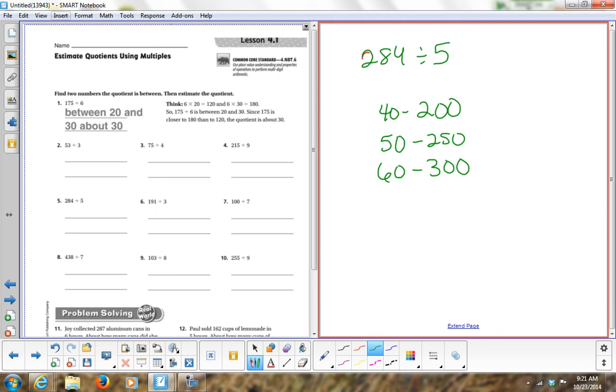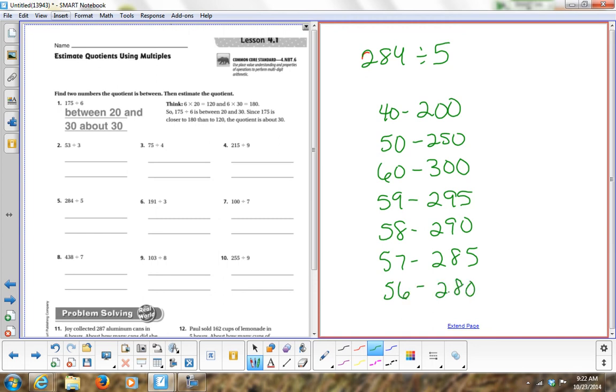Okay, we're subtracting. So 300 minus 5 is 295. Then 290. 285. Right there. Okay, so it's between 56 because, right? It's 284. 285 is too high. 280 is too low, so it's between 57 and 56. Yes. So hard?